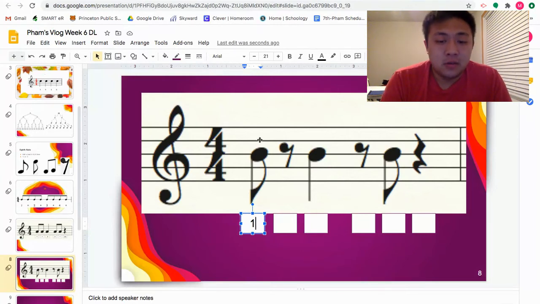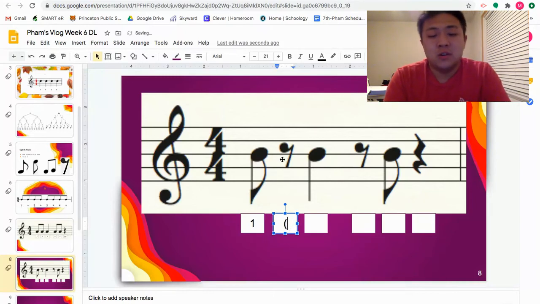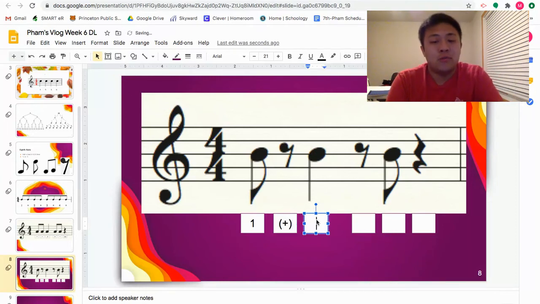This is an eighth note. If this is an eighth note, then we still have half of beat 1 left. This is an eighth note rest. That's on the back side of beat 1. We are going to put parentheses plus in there to show that we rest on the and of 1. Beat 1 is taken up, so this is beat 2.